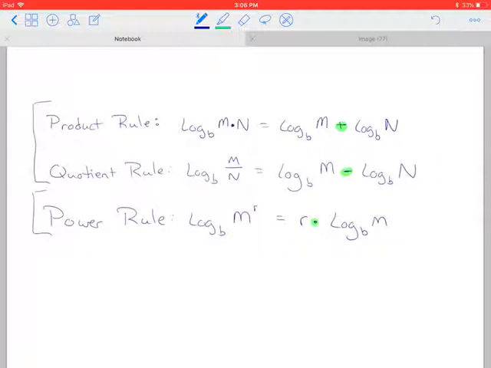Now when you're condensing, you're actually going backwards. You're going to start on this side, so you're going to start here, and then you're going back this direction. Okay, so it's backwards from what you were doing before. Generally on these, we like to do power rule first to put all of our exponents back where they belong, and then we can do product and quotient rule.